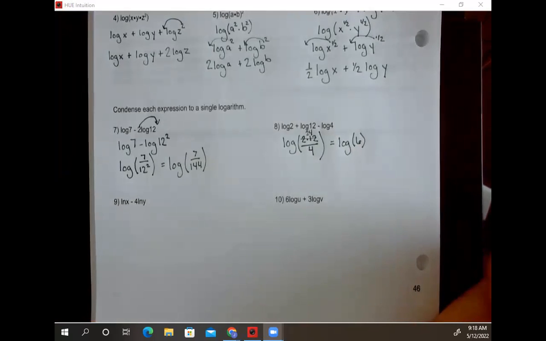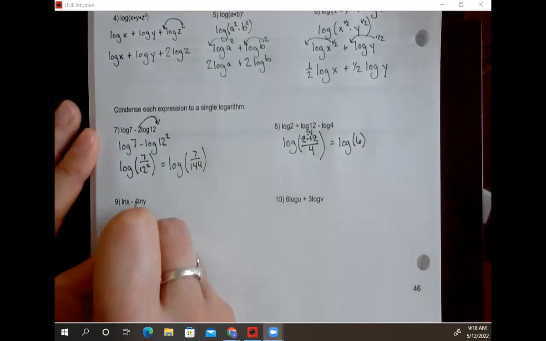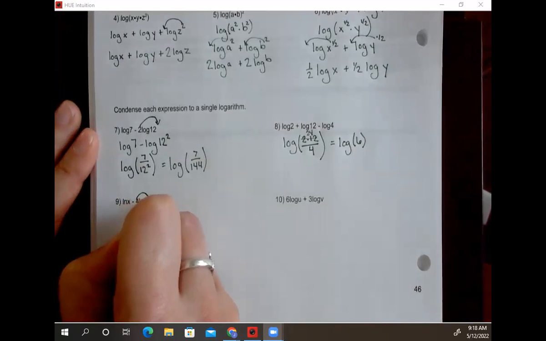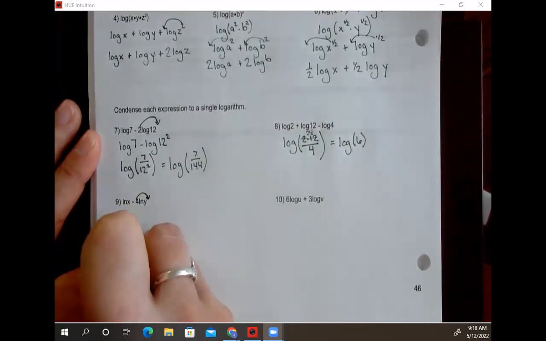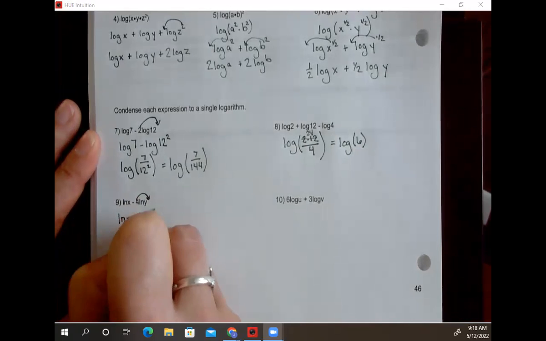For number 9, I have natural logs here. Since they're both natural logs, I can condense them the same as I did 7 and 8. I've got a coefficient here, so I'm going to throw that up as an exponent. So this would be the natural log of x minus the natural log of y to the 4th.